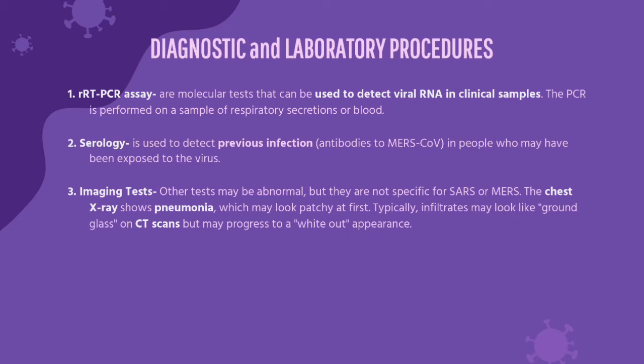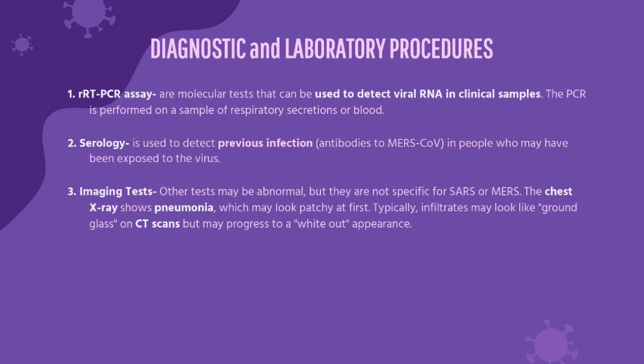The diagnostic and laboratory procedures. Number 1 is the polymerase chain reaction assay, a molecular test that can be used to detect viral RNA in clinical samples. CDC's current case definition for laboratory confirmation of MERS-CoV infection requires either a positive polymerase chain reaction result for at least 2 specific genomic targets, or a single positive target with sequencing of a second target. The PCR is performed on a sample of respiratory secretions or blood.